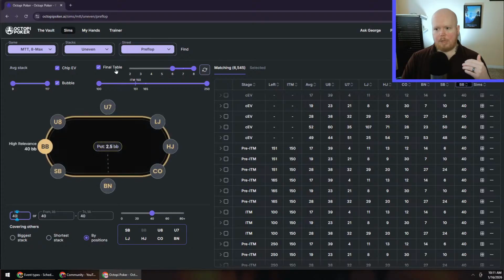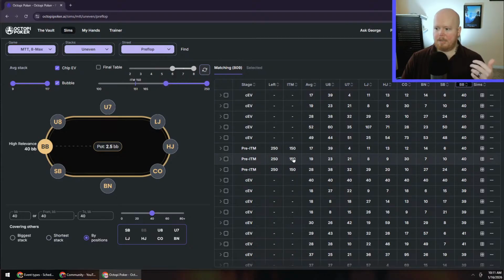So what we're going to do is we're going to try to look for some uneven stacked spots where we have the ability to basically compare a ChipEV strategy with an ICM 25 strategy that doesn't have a high risk premium, right? So we're going to go, oops, my mouse is not cooperating, but there we go. We're just going to sort for 250 players remaining or ChipEV here, right? Now we have the even stack ChipEV sims in here, of course.